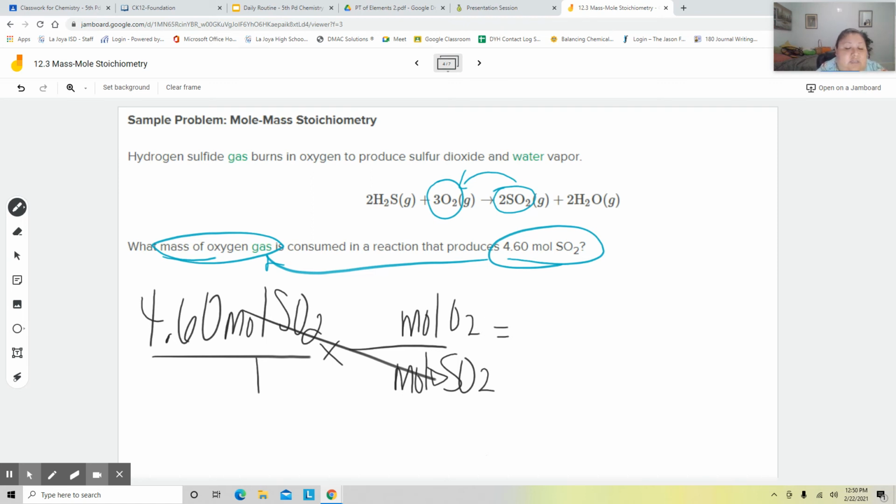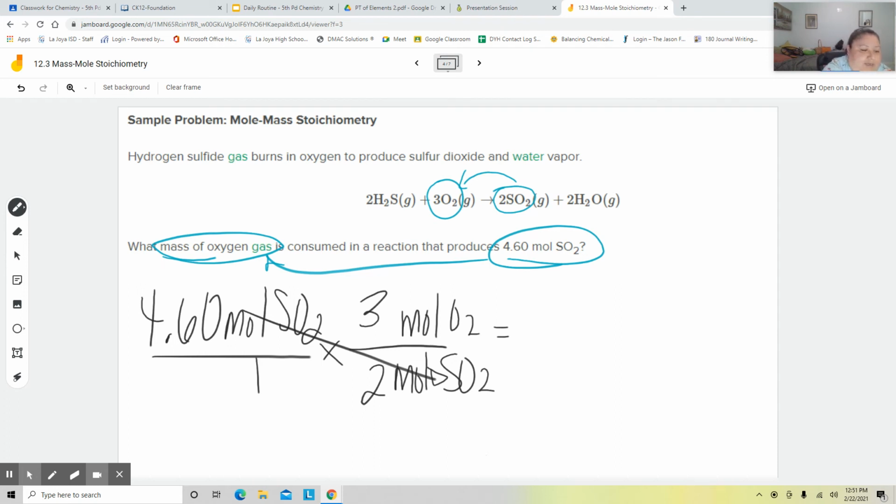Okay, so is it 3 over 2 or 2 over 3? You tell me. What's your understanding of this, guys? 3 over 2. Very good. Wrong. Why? Well, look at the unit. I have oxygen here. Where's oxygen? Over here. So I'm going to put 3 over 2.